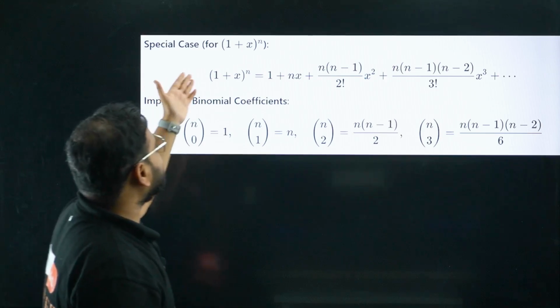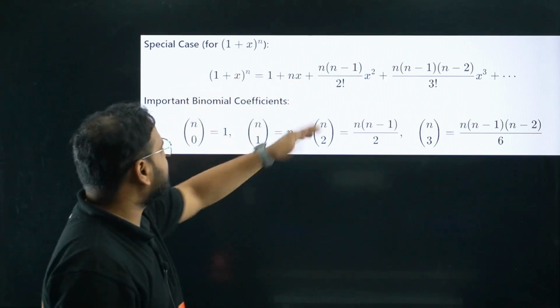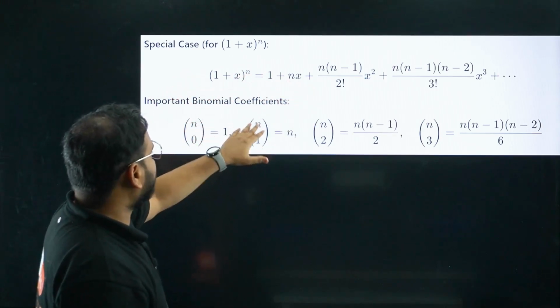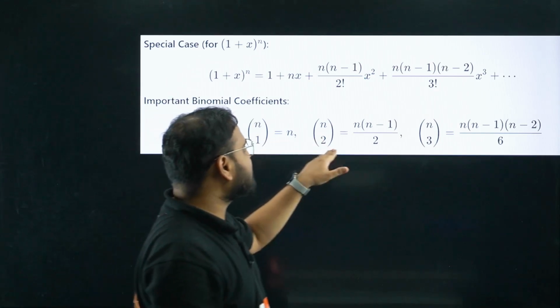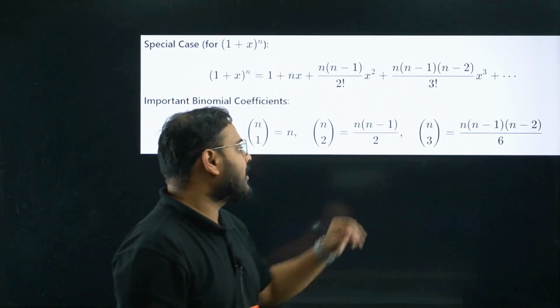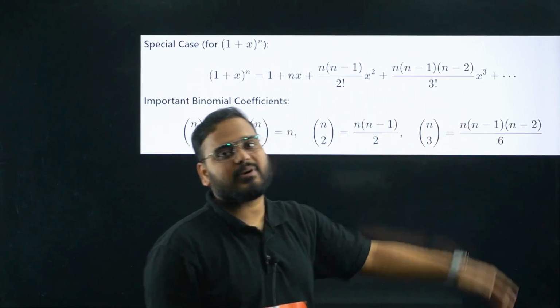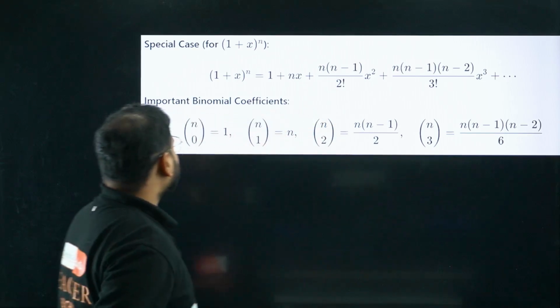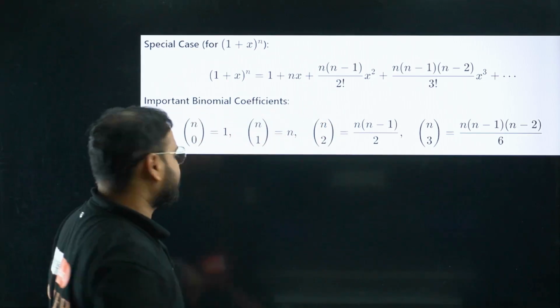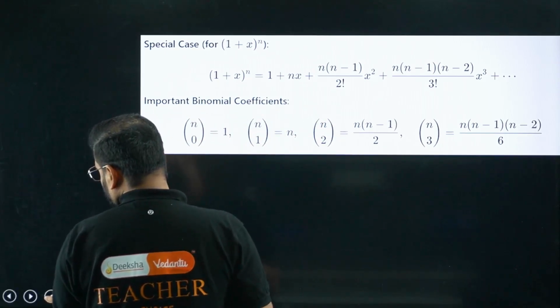Special cases, we have (1 plus x) power n. Same thing is written over here. Important binomial coefficients, bacha: NC0, sir, 1. NC1, sir, n. NC2, sir, n times (n minus 1) by 2. NC3, sir, the same thing, n times (n minus 1) times (n minus 2) by 6. One more thing, this you know, right? NCr equals NC(n minus r), this formula I'm talking about. That also is very, very useful.